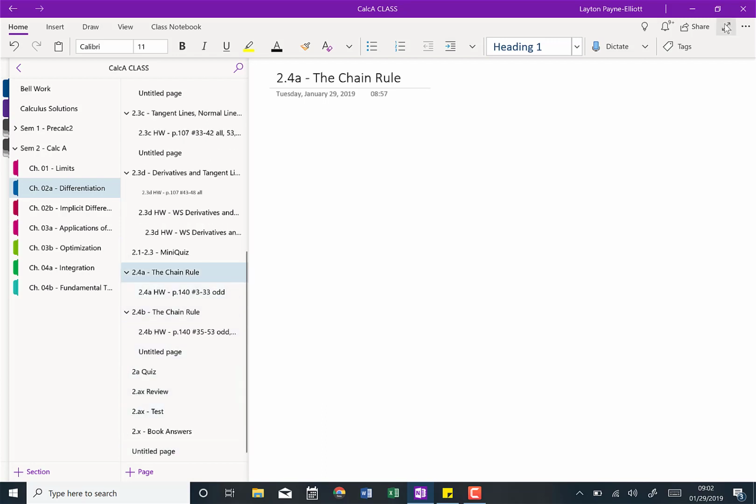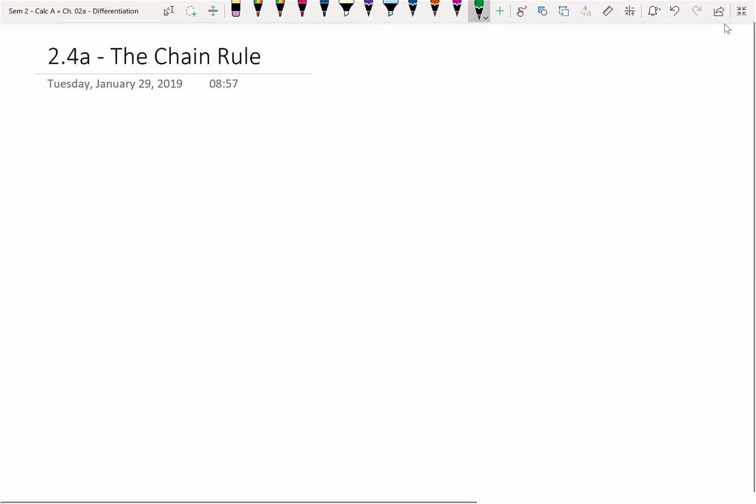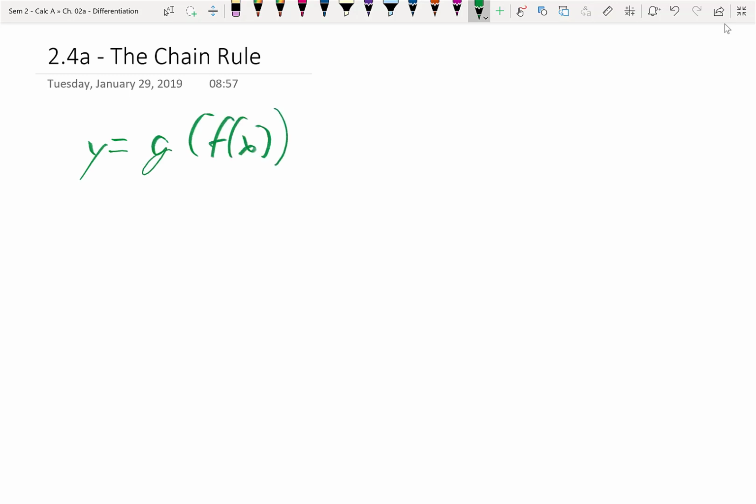Okay, here we go. I want to start by showing the general form of when you would use chain rule. You have a function of the form y is equal to g of f of x. And that can look like this, where I have y is equal to, let's say, the sine of x plus x squared. And I want to take a derivative of that.